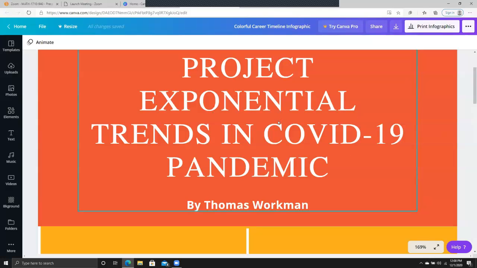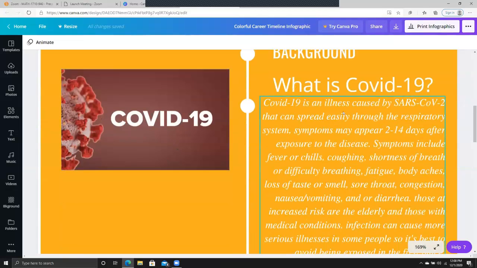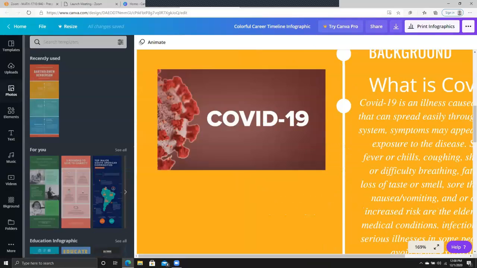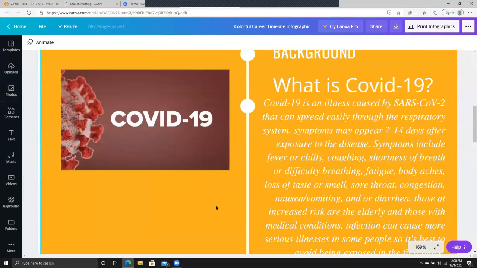I gave it the title Project Exponential Training in COVID-19 Pandemic. Here's the background. I included a little picture of COVID. Did you get that picture from the CDC? I went over here to photos, and then you can search online for a picture. Just a little note that it's supposed to be a virus, and the virus looks like a sphere, like a little ball. And then on the surface, there are little thingies there.